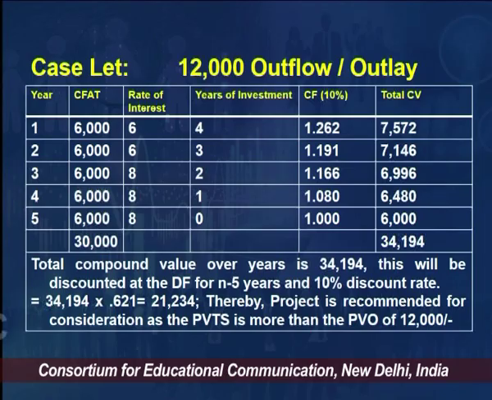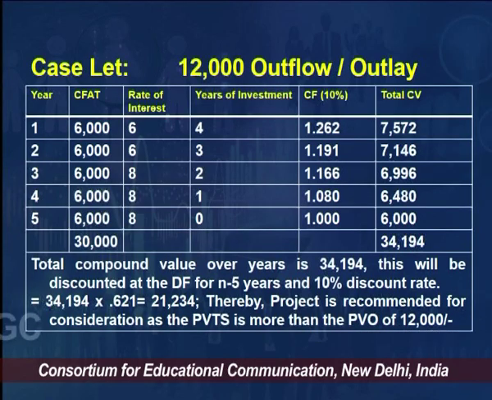So, because the discount factor for the last year, the fifth year, is always 1, and for today it is always 1. So, 1.000, that is 1. Okay. So, now let us multiply the compound factor CF, the value given in the fifth column, with the cash flows after tax given in the second column, 6,000 each, and we will get the total compound value.